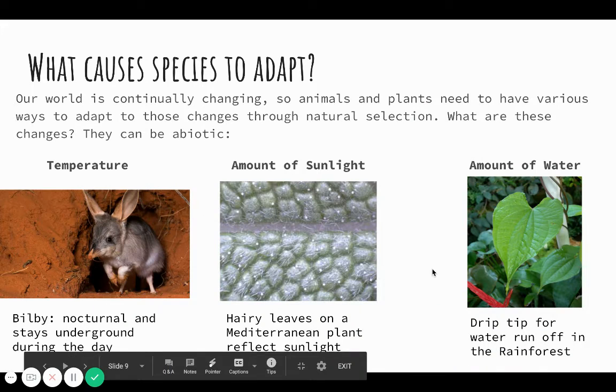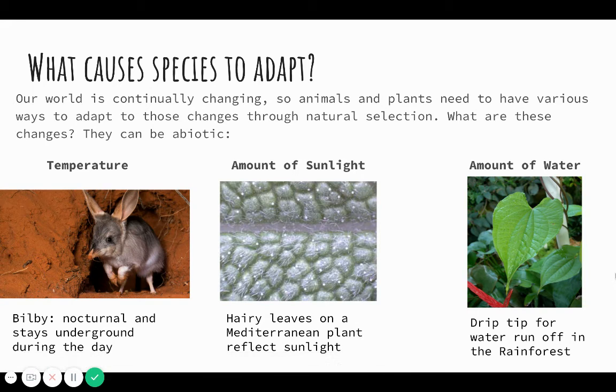Yes! And okay. We know that natural selection is the passing of advantageous traits from parent to offspring. The species with the tools to survive will survive to pass them on. RIP to the organisms that don't have the adaptations. So, what causes species to adapt?